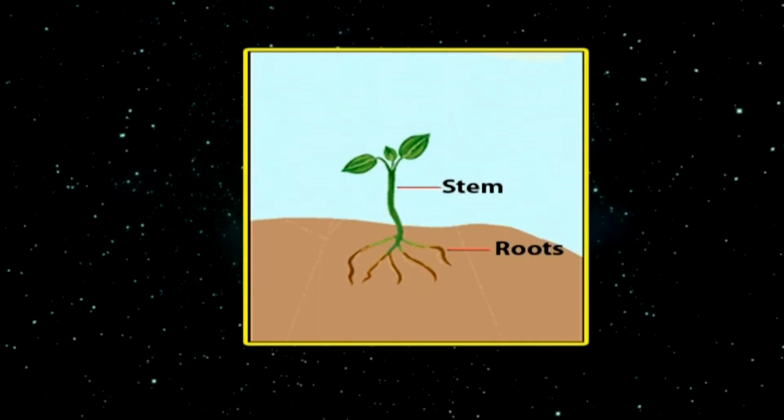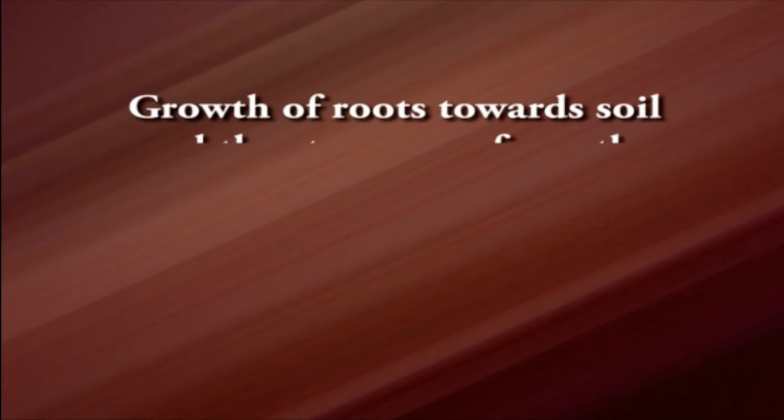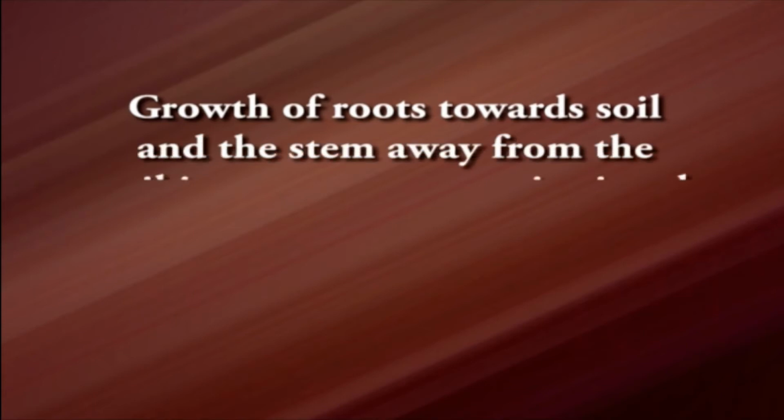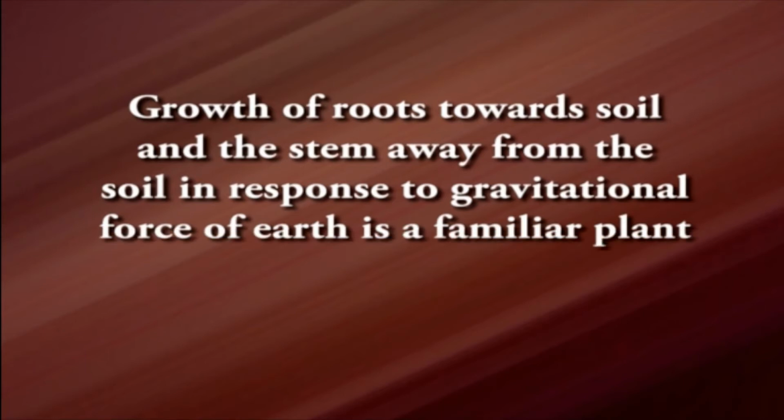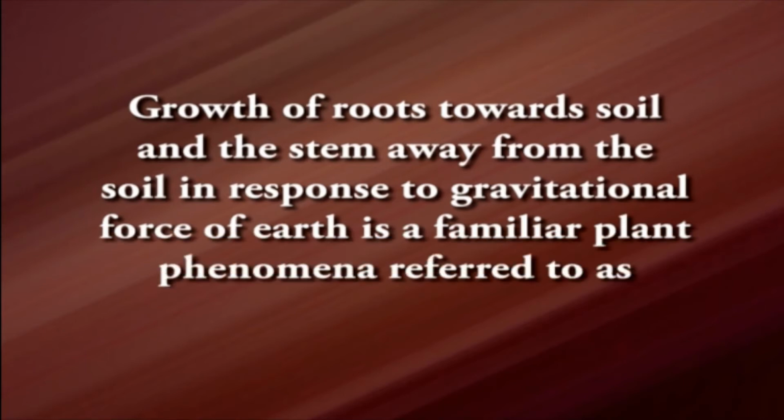Gravitropism. We all know that the roots always grow down and the stems always grow up. Such a growth of roots towards soil and the stem away from the soil is in response to the gravitational force of the earth, and it is one of the familiar plant phenomena known as gravitropism.